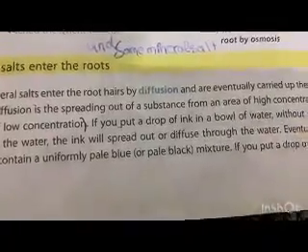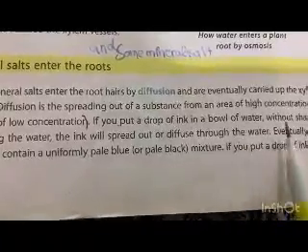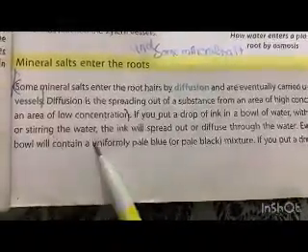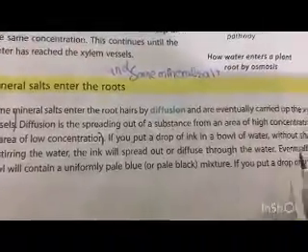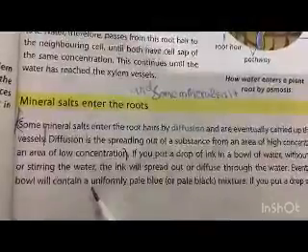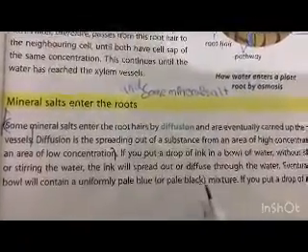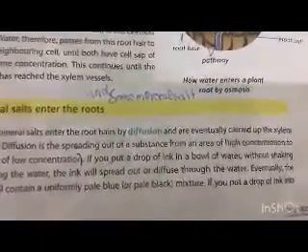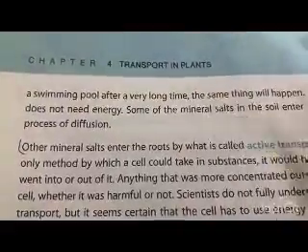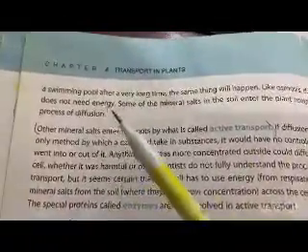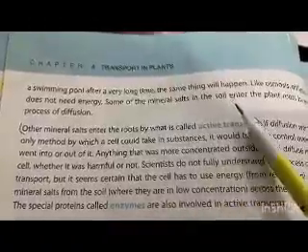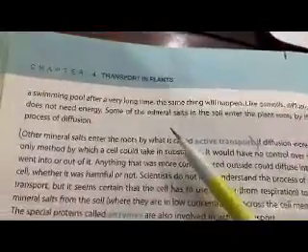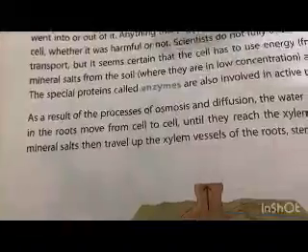They have given an example that if you put a drop of ink in a bowl of water without shaking or stirring the water, the ink will spread out or diffuse through the water. Eventually, the bowl will contain a uniformly pale blue mixture. If you put a drop of ink into a swimming pool, after a very long time the same thing will happen. Like osmosis, diffusion does not need energy. Some of the mineral salts in the soil enter the plant root by diffusion. Special proteins called enzymes are also involved in active transport.